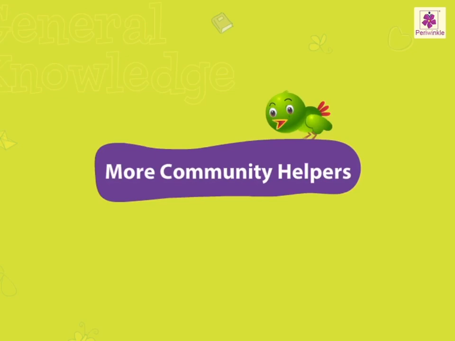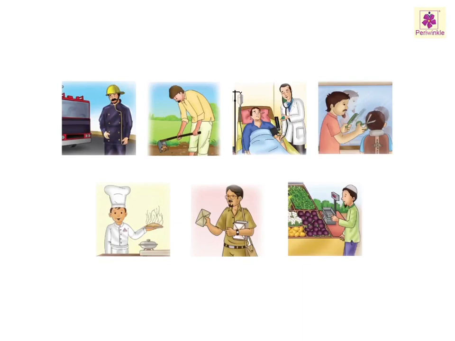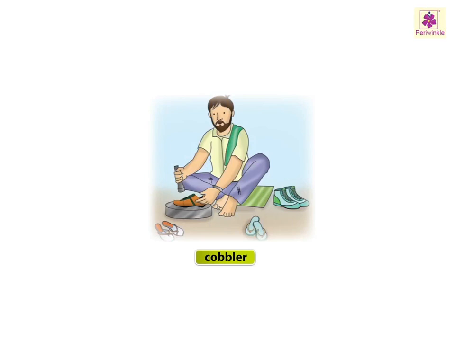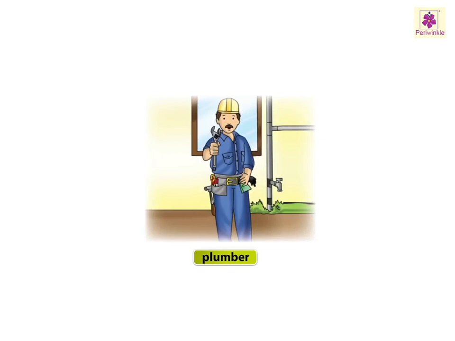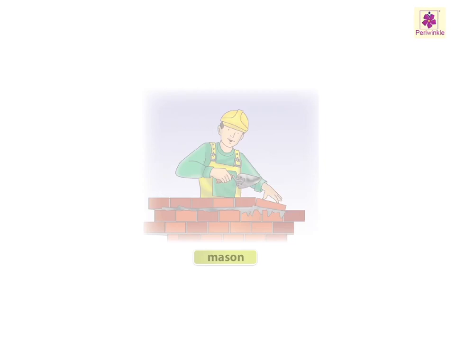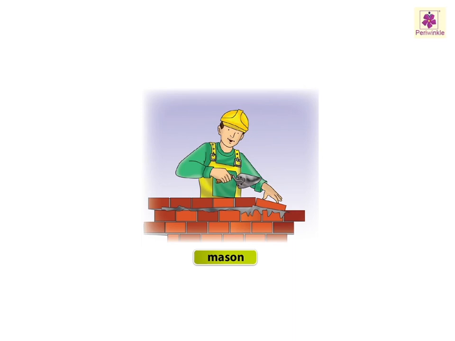More community helpers. We have met some community helpers in book A. Come, let's meet a few more today. A driver drives a vehicle. A cobbler makes and mends shoes. A plumber repairs leaky taps and pipes. A mason is a person who lays stones and bricks in buildings. A carpenter makes wooden furniture.